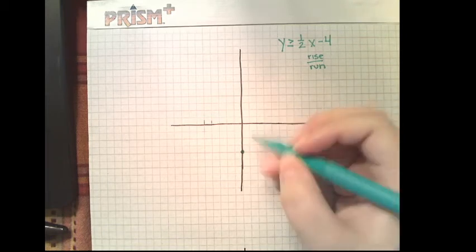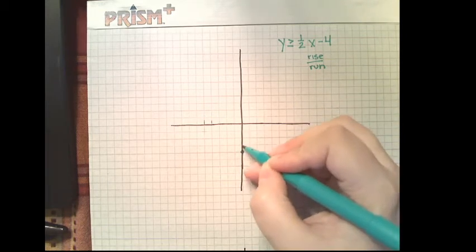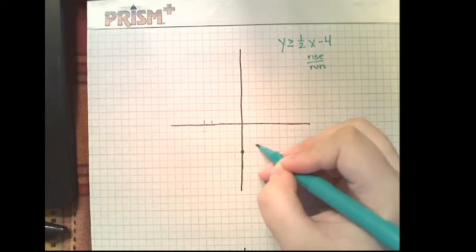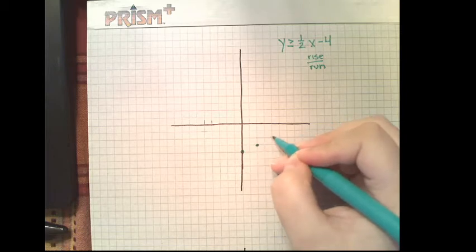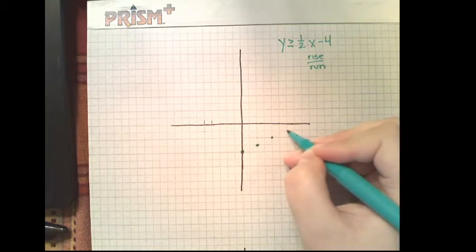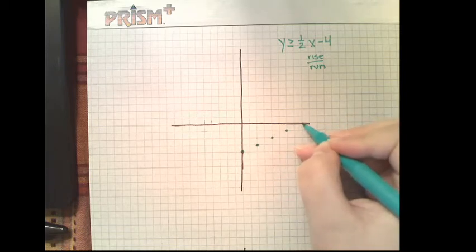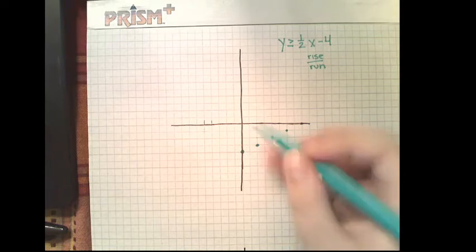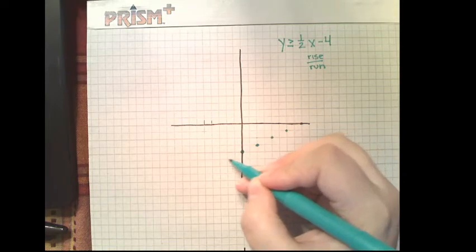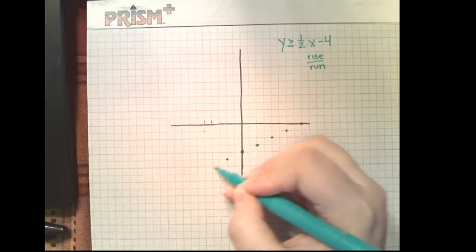So if my slope is 1/2, I'm going to rise 1 and run 2 to the right. Up 1 over 2. And then I'm going to go the opposite. Down 1, this time left 2.